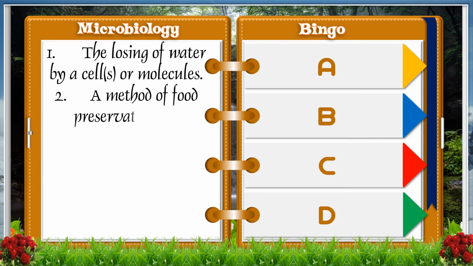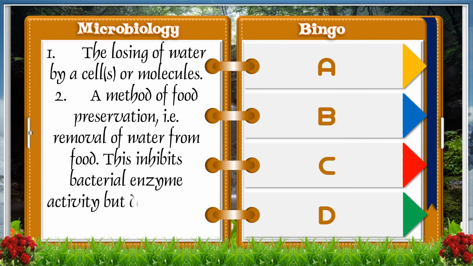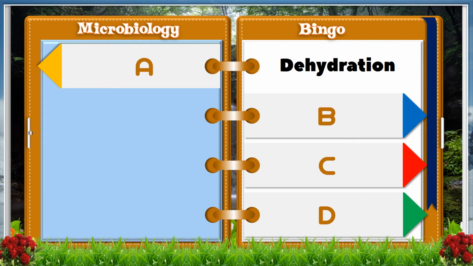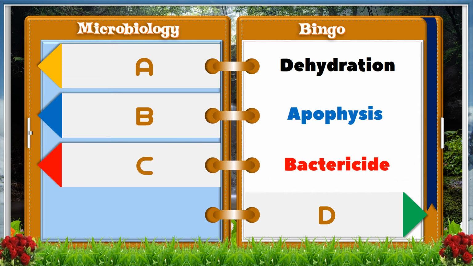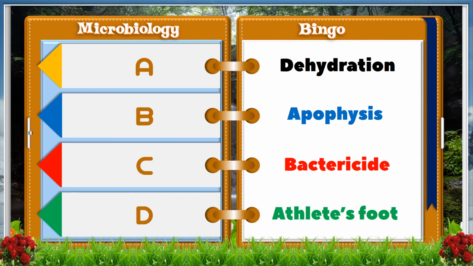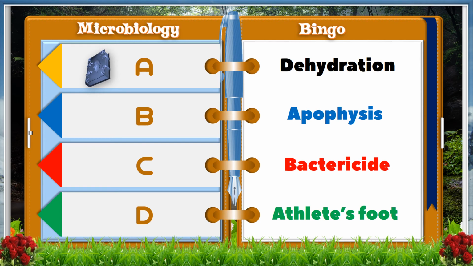One, losing of water by cells or molecules. Two, a method of food preservation, i.e., removal of water from food. This inhibits bacterial enzyme activity but does not kill the bacteria. A. Dehydration. B. Apophysis. C. Bactericide. D. Athlete's foot. And the answer is A. Dehydration.